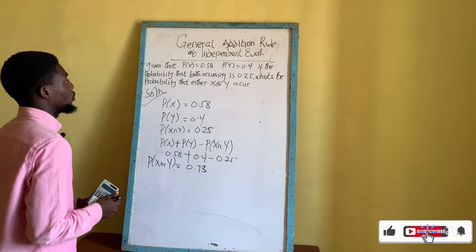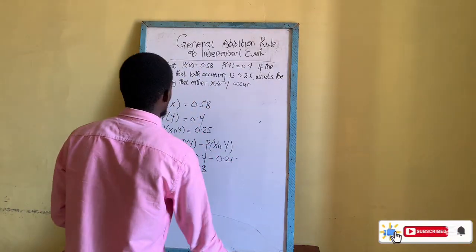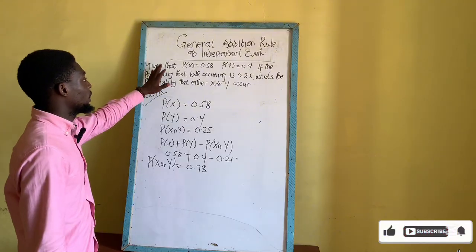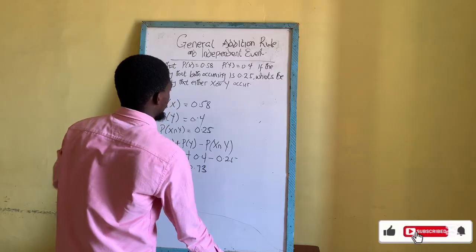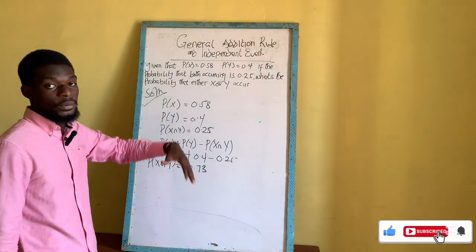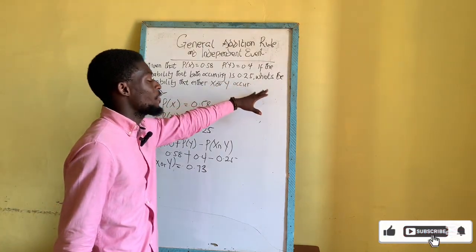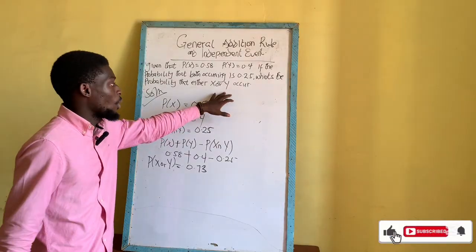0.73. So this is an example under the general addition rule. I take the question again. Given that the probability of X is 0.58 and the probability of Y is 0.4, if the probability that both occur at the same time is 0.25, what is the probability that either X or Y occurs?